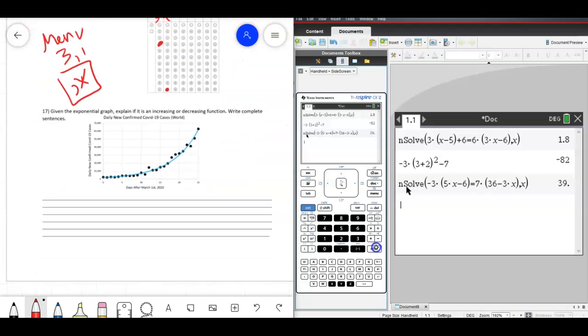Last but not least, you're going to write a complete sentence explaining if it's increasing or decreasing, right? This is increasing because it's going up to the right. Up to the right, not down to the right. Cool. All right, that's your review.